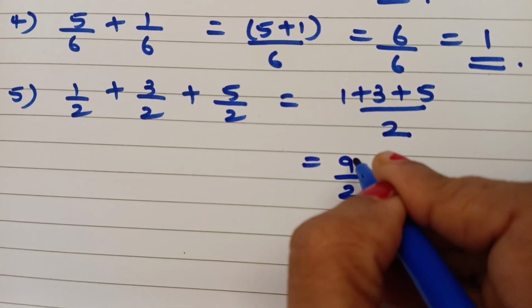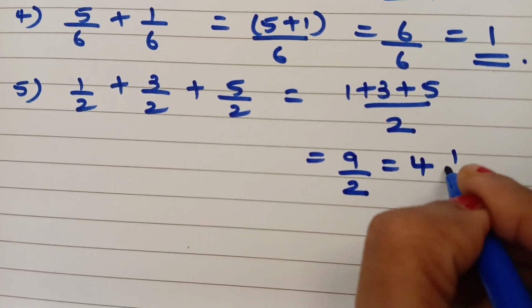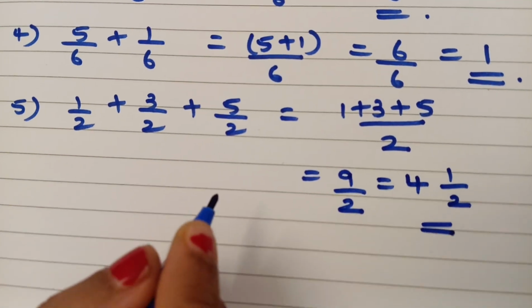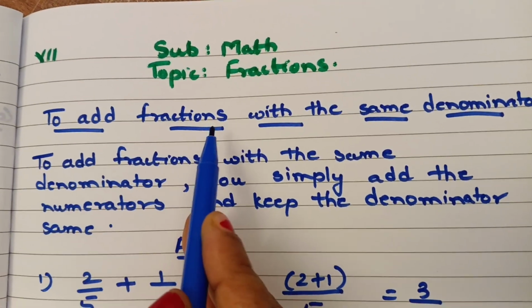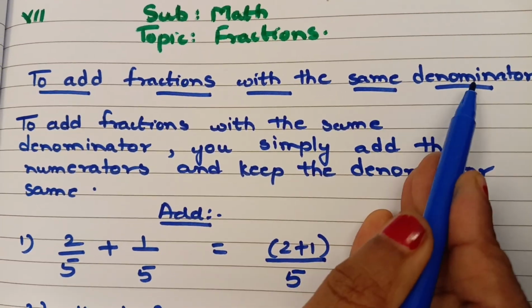And when you convert this improper fraction to mixed fraction, what will you get? 4 and 1 by 2, or 4.5. So in this way we have learned to add the fractions when the denominators are same.